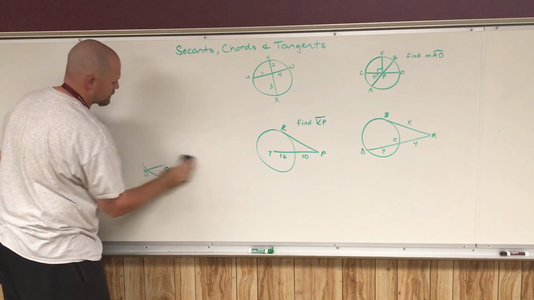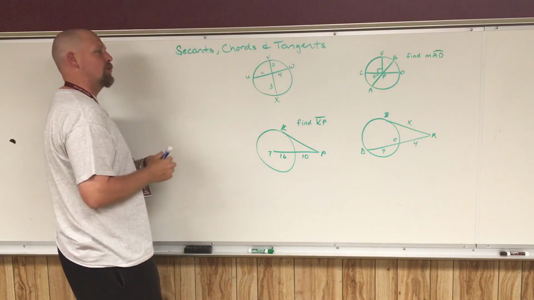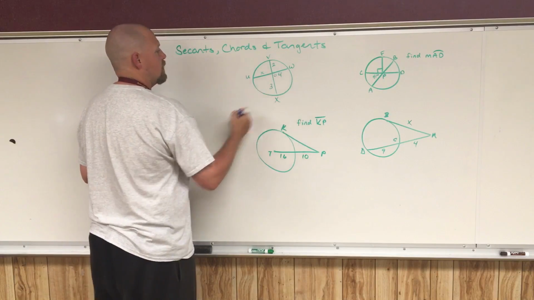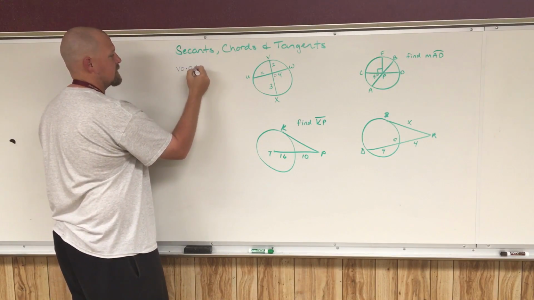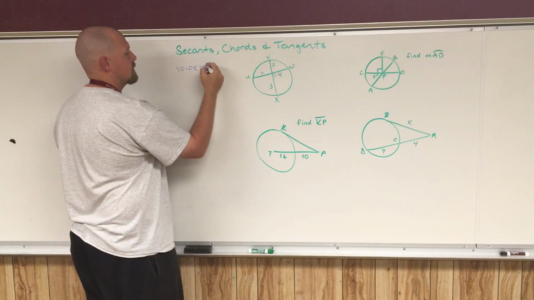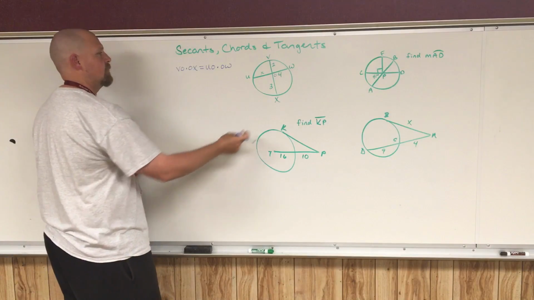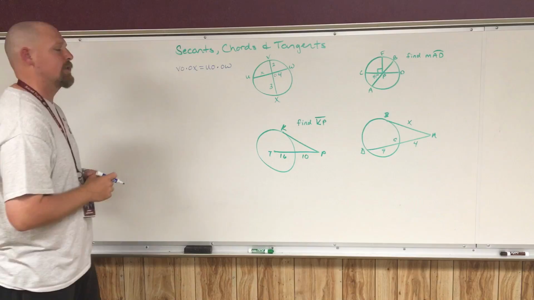Moving on. We have the relationship between intersecting chords. Let's call this point O right there. So here we see that VO times OX equals UO times OW. So if you multiply the pieces of the chords, then they're proportionate to one another.